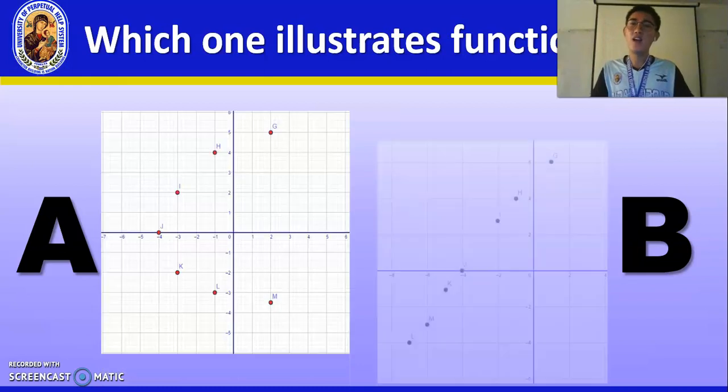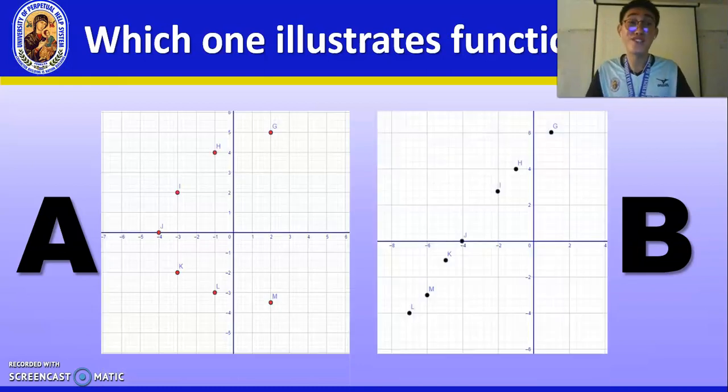Next, how about this? Of course, you already know that Group A here is not a function, so you can go easily on Group B. But I think we can discuss this. You can name the points with their ordered pairs and later see if there is a repetition of x.